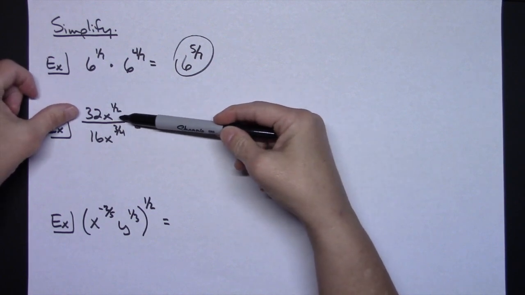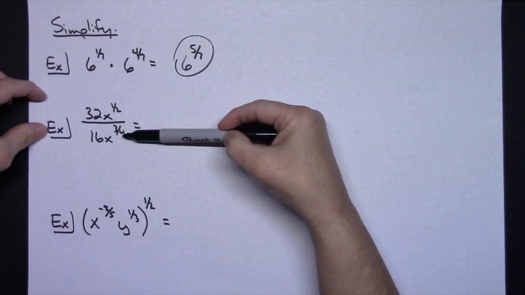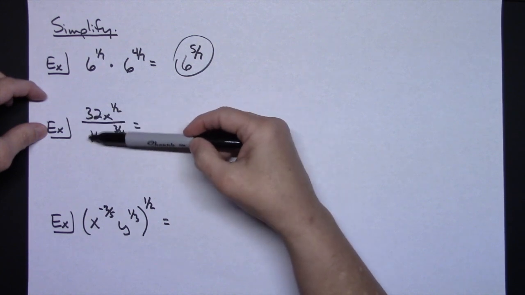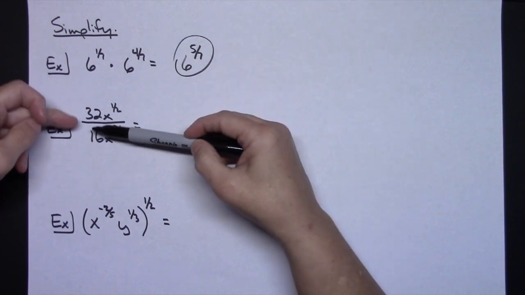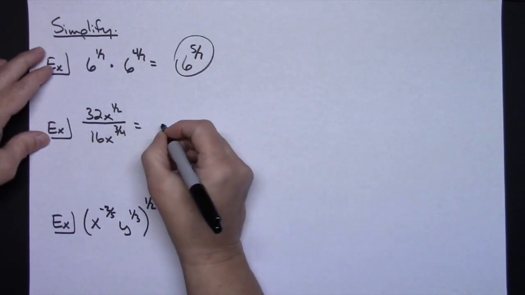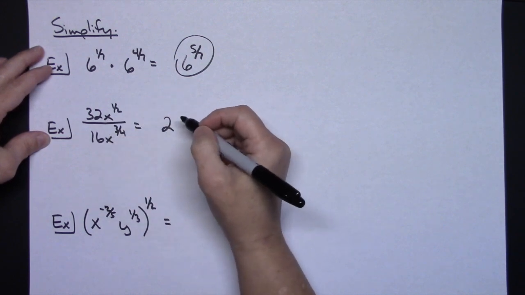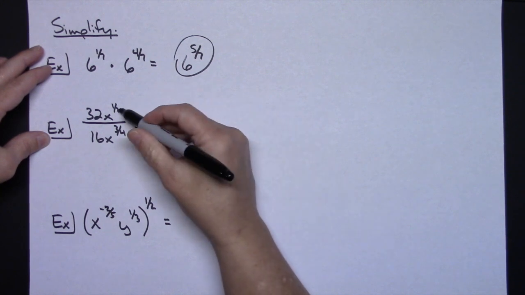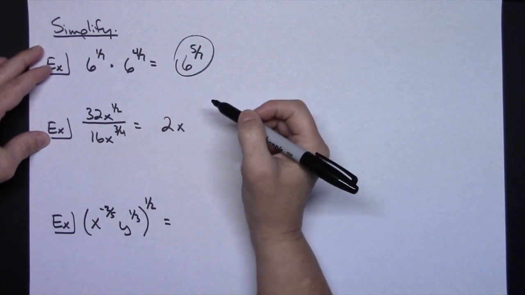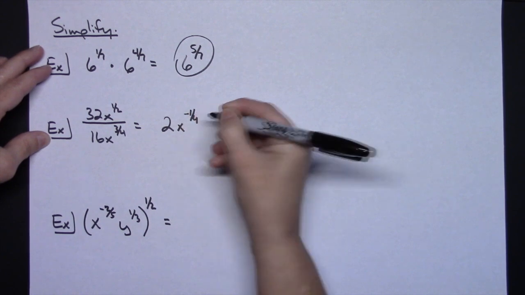Now, this one I am dividing like bases. So when we divide like bases, we subtract those exponents. Those coefficients, we're going to treat just like regular numbers. So we're going to go 32 divided by 16. That's going to give me a 2. When I divide those like bases and subtract the exponents, I'm going to have the same base. 1/2 minus 3/4. You've got to do it in that order. That's going to give you a negative 1/4.